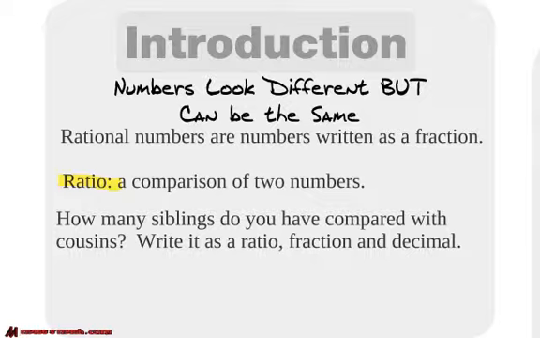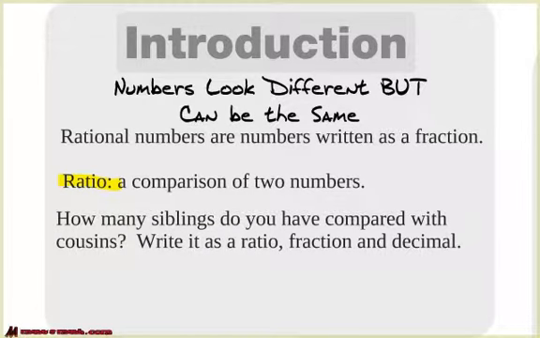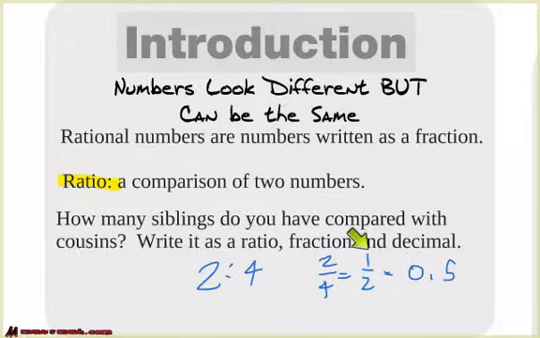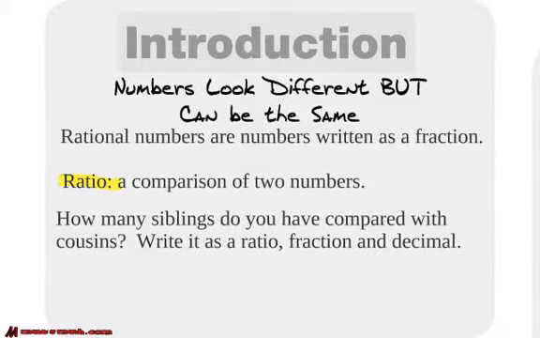All right? Think about it this way. How many siblings do you have compared with how many cousins? As a ratio, as a fraction, as a decimal. Well, let's just say I have 2 siblings compared with 4 cousins. If I was going to write that as a ratio, it would simply be 2 to 4. That's my ratio. To write it as a fraction, you take the left number, put it on top, and put the 4 on the bottom. That's 2 over 4, which equals 1 over 2, which equals as a decimal 0.5. And to turn a fraction into a decimal, you guys know how, right? Just divide it out. That's pretty much it for that one.